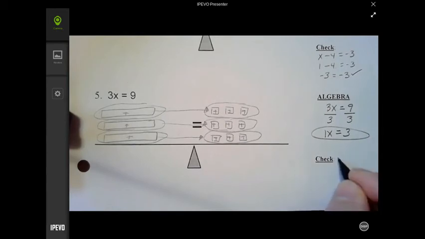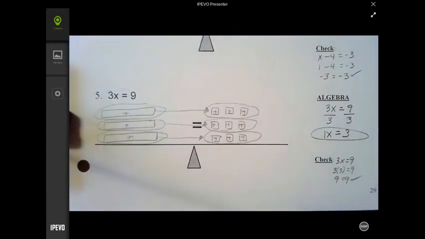To do our check, if it said 3x equals 9, replace x with its value of 3. So this would say 3 times 3 equals 9. And when you do 3 times 3, well, indeed, you do get 9. 9 equals 9. So I know that x had a value equal to 3.